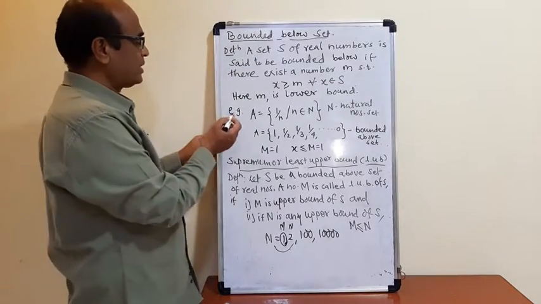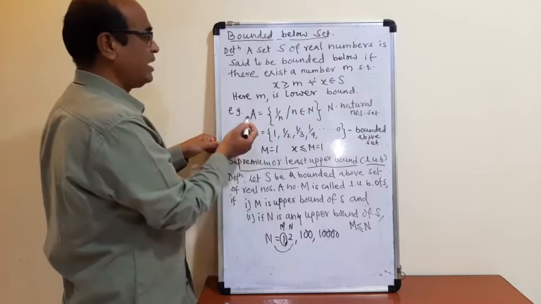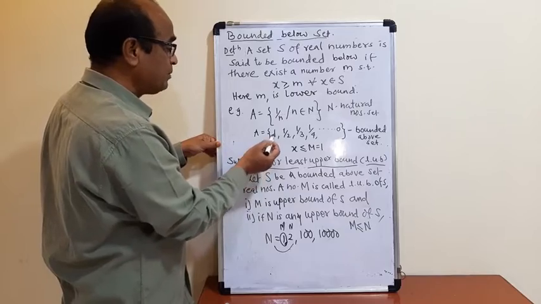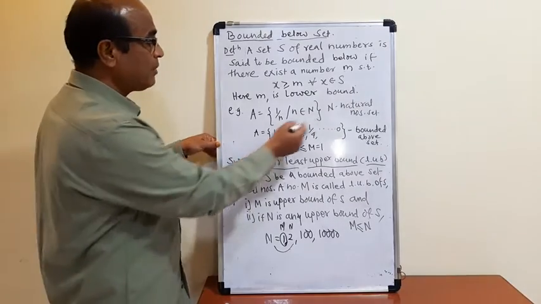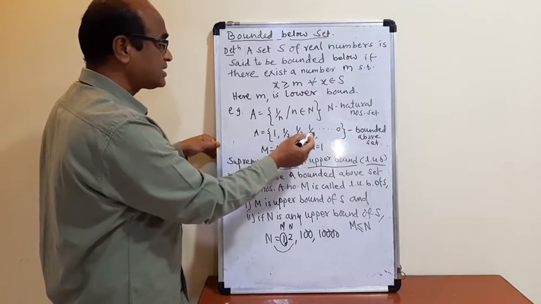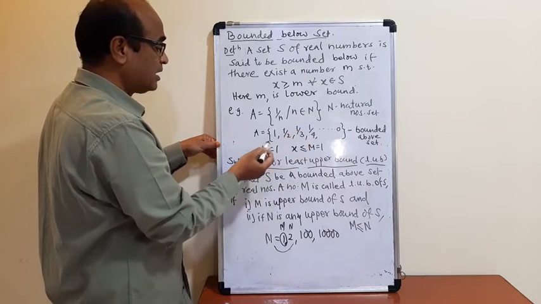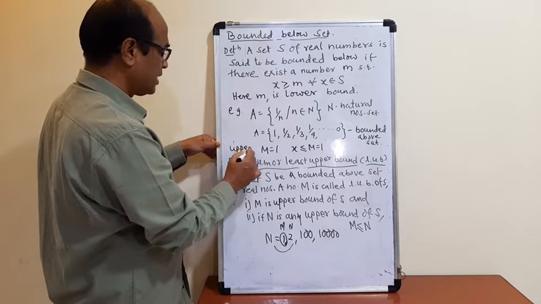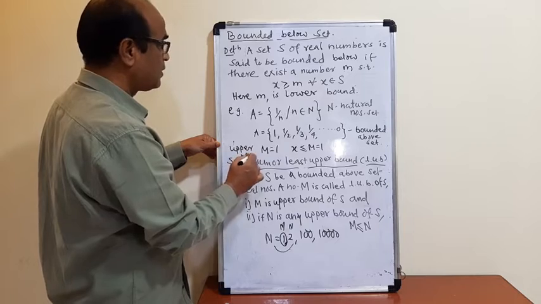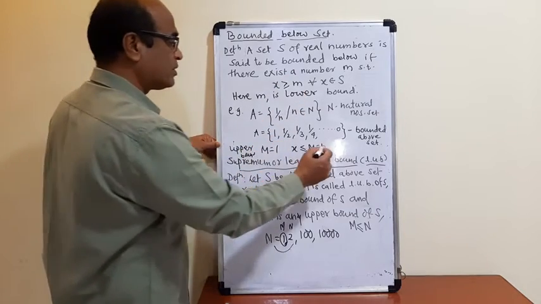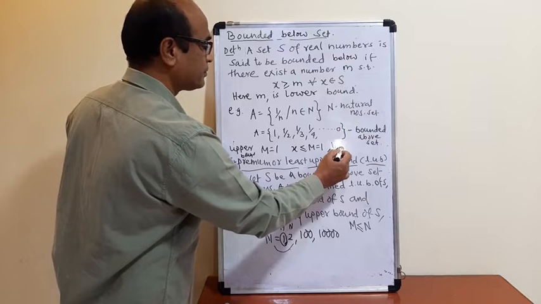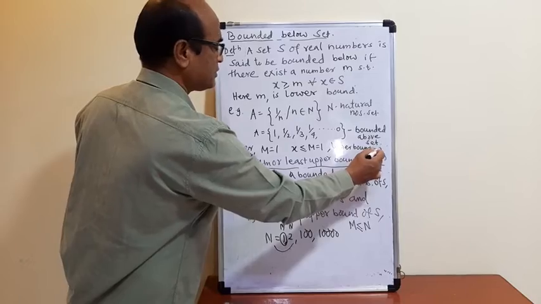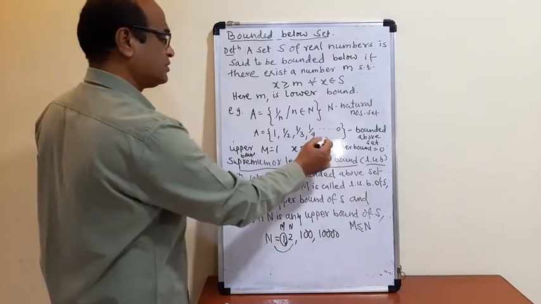So we also take an example. This is example A, where N is the natural numbers. Here in this set, M is 1, and all the elements of this set are less than or equal to M, so M is an upper bound. What is the lower bound? The lower bound is 0.